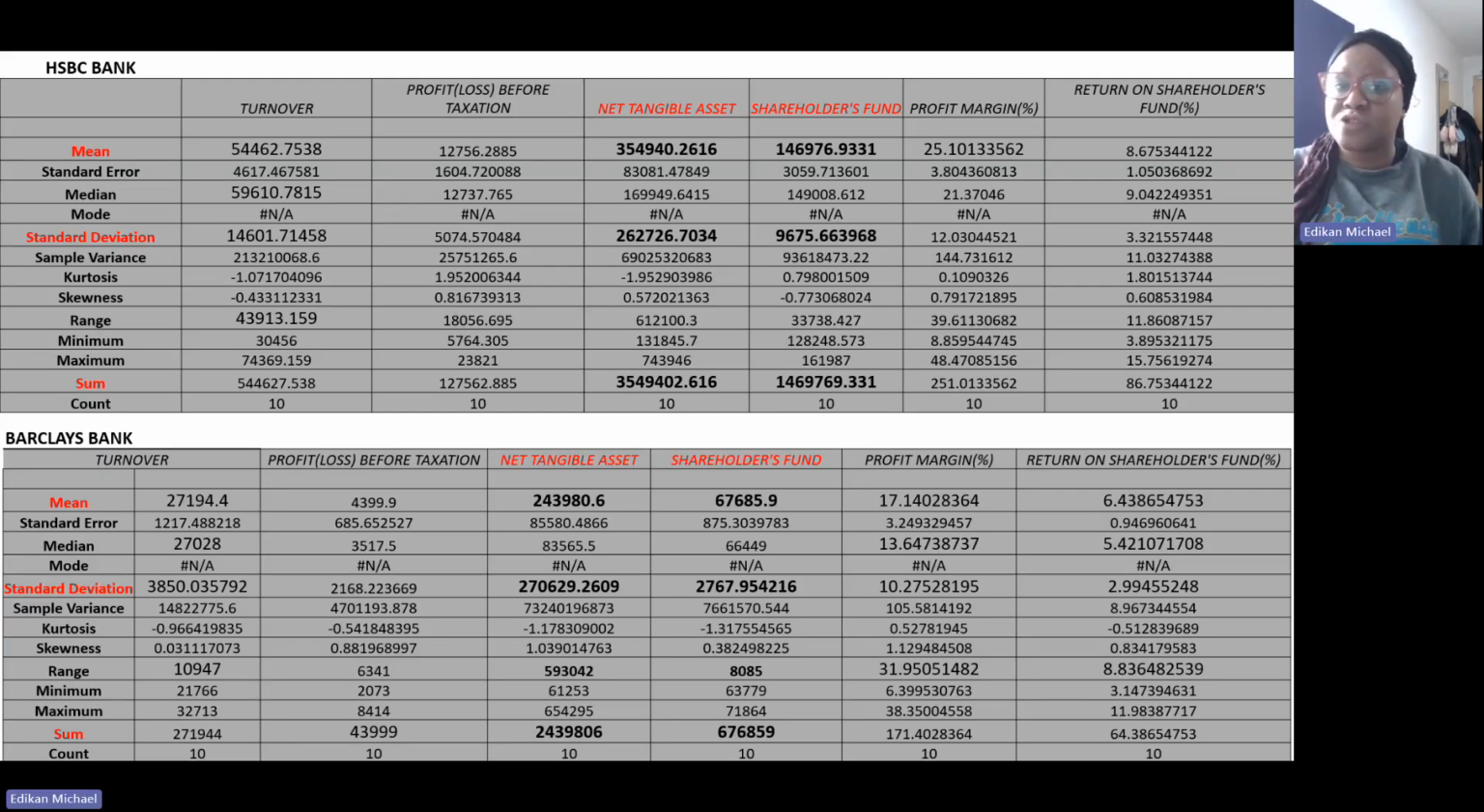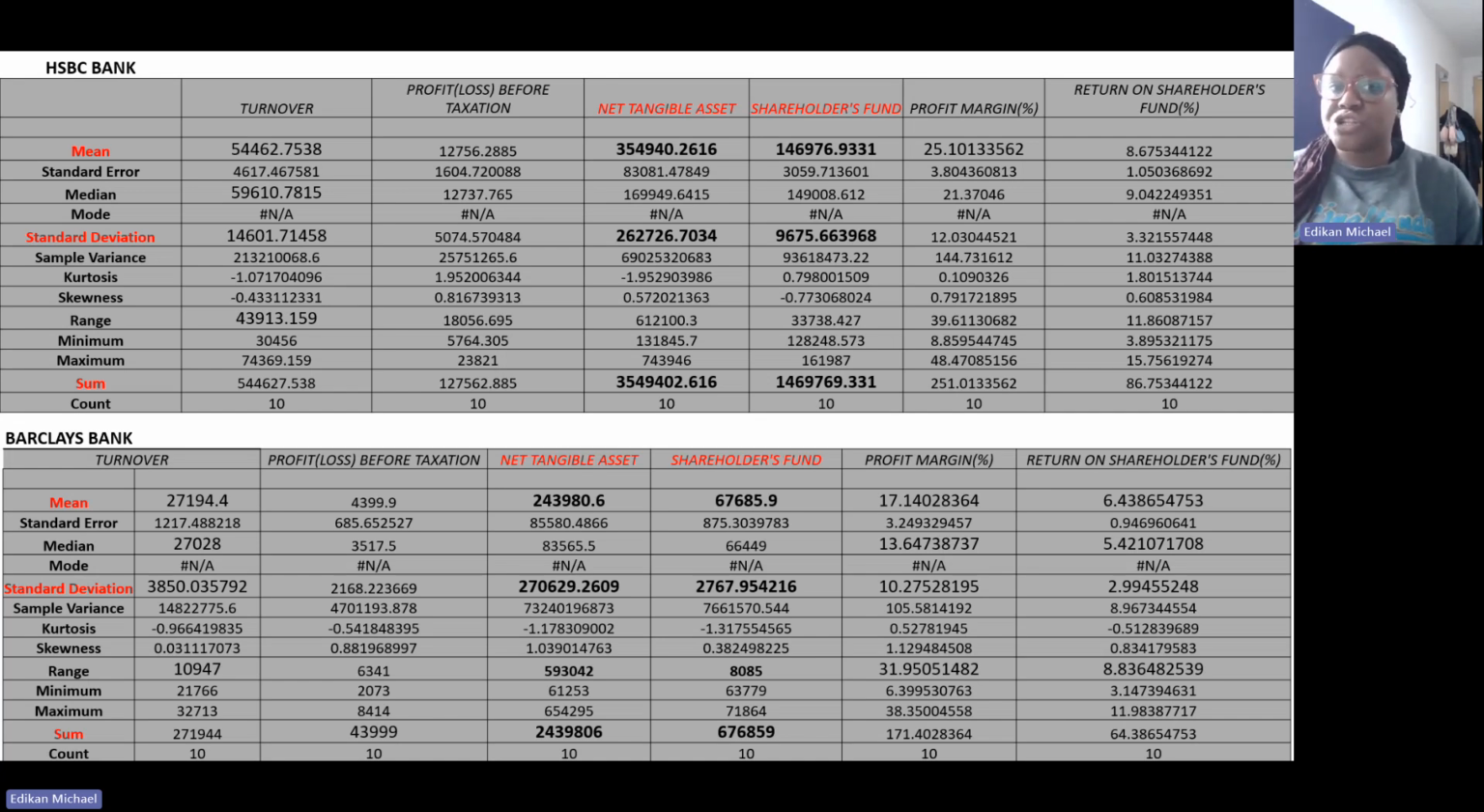This is descriptive analysis of two banks. I picked these two banks as the best performing because of the variables I use, which are the net tangible assets and the shareholders funds. These two variables put them up as the best performing banks. Starting with the mean, it shows that HSBC exhibits higher central tendencies in net tangible assets and shareholders funds as compared to that of Barclays, suggesting that HSBC has a very high valuable and large asset and equity base.